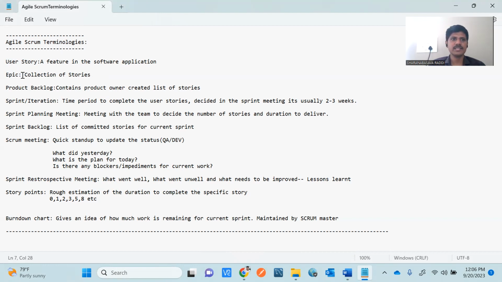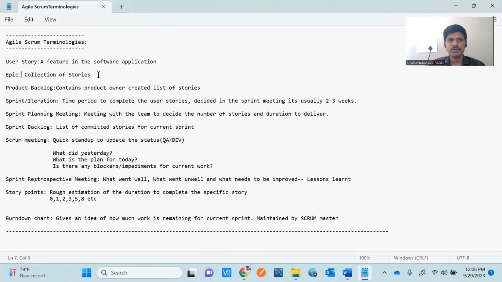For example, I can say the epic is: as a user, I should be able to place an online order. What is this epic? As a new user, I should be able to place a new order. That is a high level requirement. But that requirement can be divided into so many parts, right? We can break that requirement into many stories. If I want to place an order, there are so many things to be implemented. One is, as a user, I should be able to log in first.